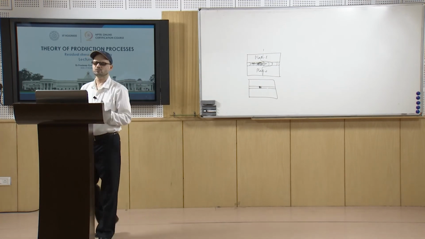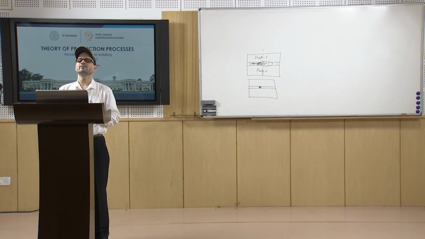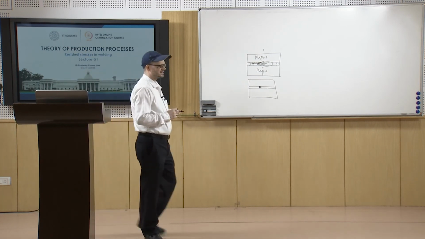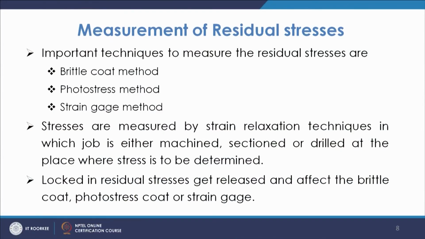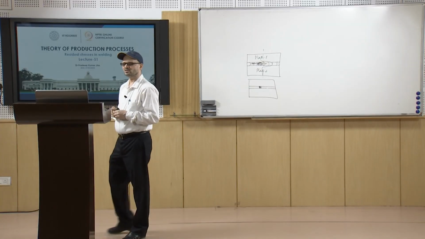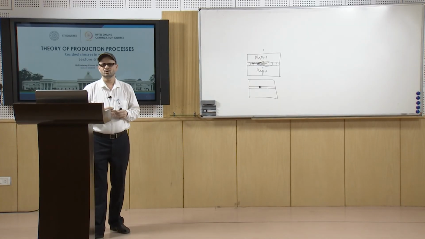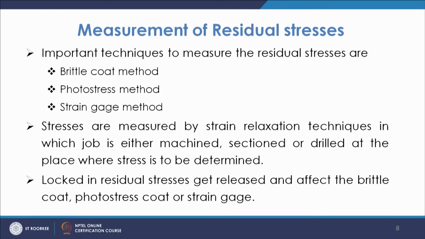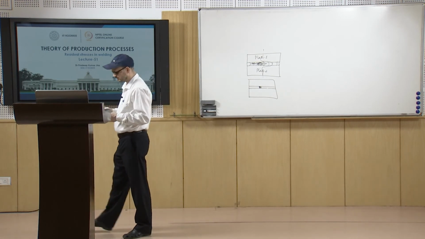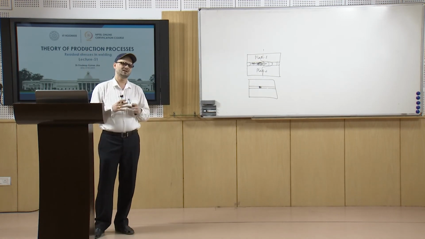So, that is what you have to be aware of. Now, the thing is that you have certain methods of the measurement of such residual stresses. So, you need to know the different methods of measuring the residual stresses, and the residual stresses are measured based on three important techniques. There are a few more, but these are the three important methods: brittle coat method, photo stress method, and strain gauge method. And mostly the strain gauge method is the most popular among them, where we use the strain gauge or rosettes to find the stress value.